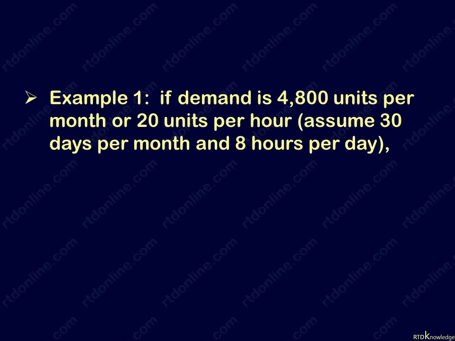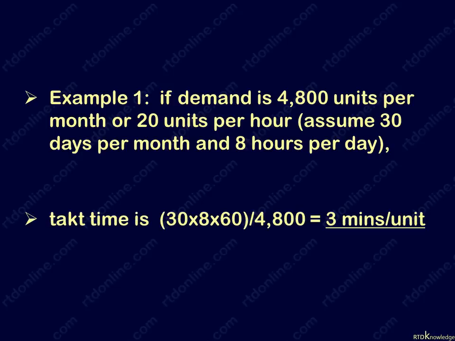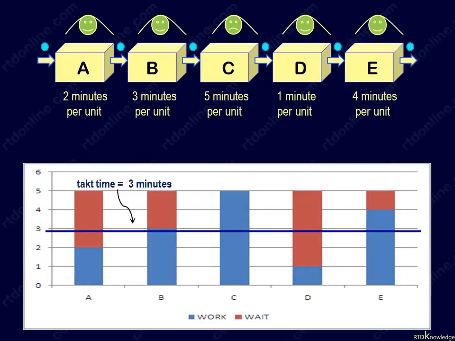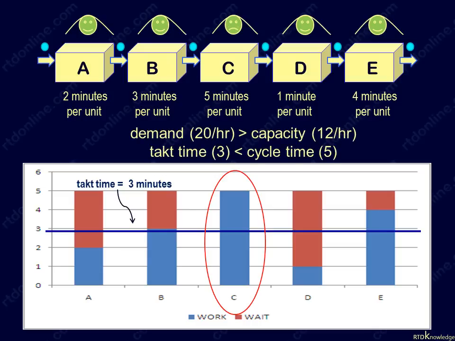Let's look at an example. If demand is 4,800 units per month or 20 units per hour, assume 30 days per month or 8 hours per day, then the takt time is 3 minutes per unit. Let's now apply this takt time to our original process. As you can see in this slide, the process cycle time or bottleneck cycle time of 5 minutes is longer than the 3-minute takt time. This means our process, as it is, can't meet the demand rate of 20 units per hour. Its capacity is just 12 units per hour.